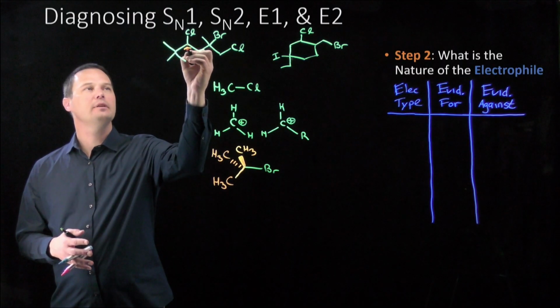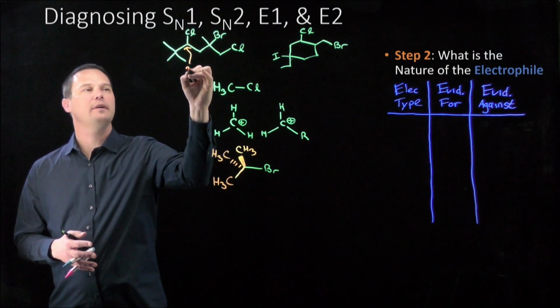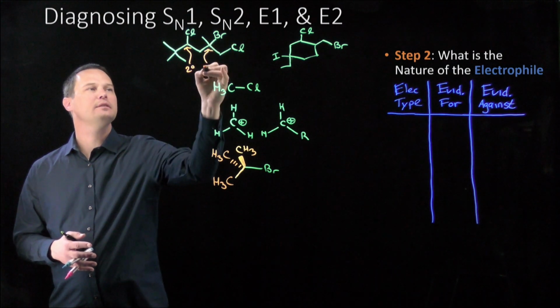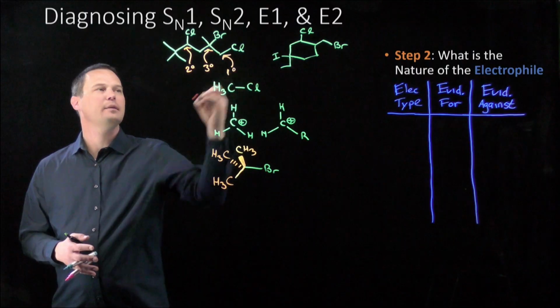So this carbon is a secondary carbon. It's attached to two other carbons. That makes this leaving group, this electrophile, a secondary electrophile. This carbon is attached to three other carbons. That makes this a tertiary electrophile. And this carbon is only attached to one other carbon. That makes this a primary electrophile.